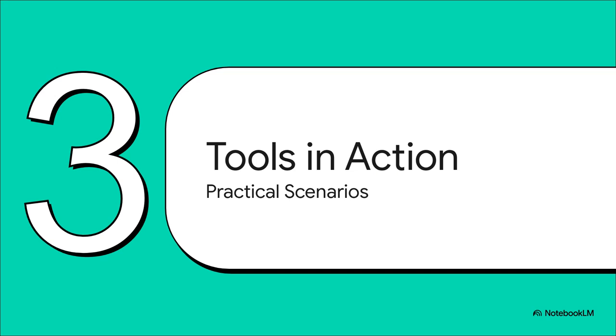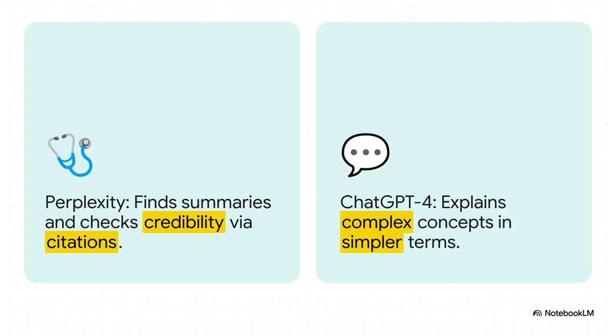Okay, theory is great and all, but let's be real. The best way to understand how this all works is to see these tools in action. So let's run through a couple of real-world scenarios. This is a perfect example of how you can use these tools together. Let's say you stumble across a new medical study online. First thing you do, you pop it into Perplexity. It'll give you a quick summary and, most importantly, help you check if the sources are credible. Awesome. But then you're left with all this dense technical jargon. So you copy that, paste it into ChatGPT and just ask, hey, can you explain this to me in simple terms? You see? 2 tools, 1 task, and a much, much better result.